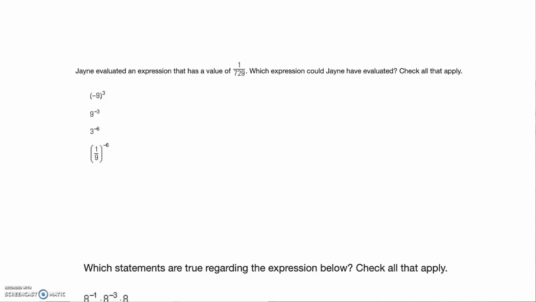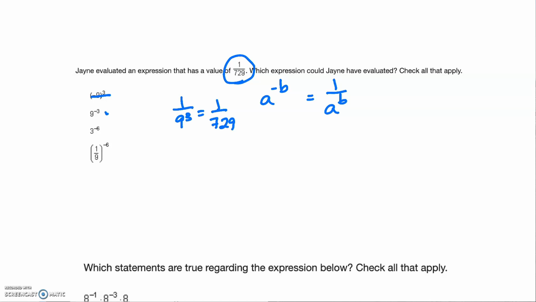All right. Jane evaluated an expression, 1 over 729. Well, we know that if it's in a fraction form like this, that means there is some number to a negative exponent. So this would be equal to 1 over a to the b. So here we have a negative to a positive exponent, so we can tell right away that's not going to be it. Here we have 9 to the negative 3. Well, we have to figure out what 9 to the third is. Well, 9 to the third is 729, so this is 1 over 9 to the third, which is equal to 1 over 729. So that checks out.